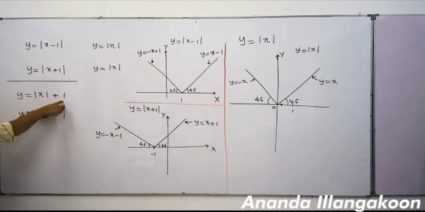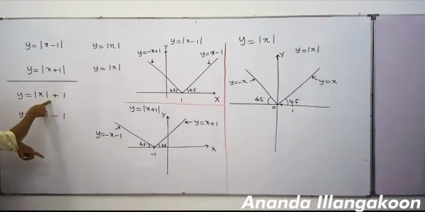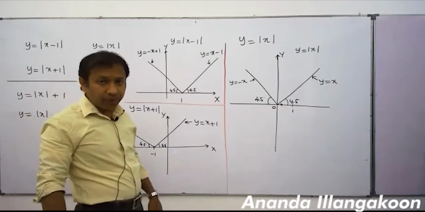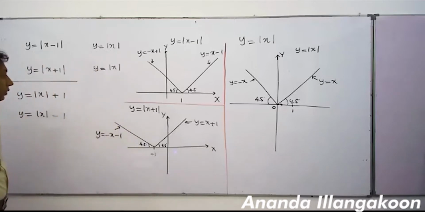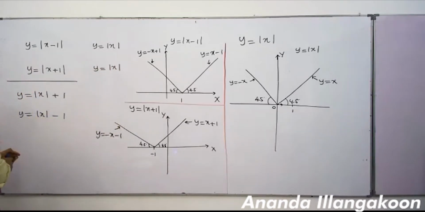So on that occasion, this y equals mod x graph should be taken upward by 1 unit, since 1 is added, to obtain this graph. This one can be obtained by lowering the mod x graph by 1 unit. Remember that, okay? Right. So then people will come to that too. Right, after finishing this, we'll come to the next question.